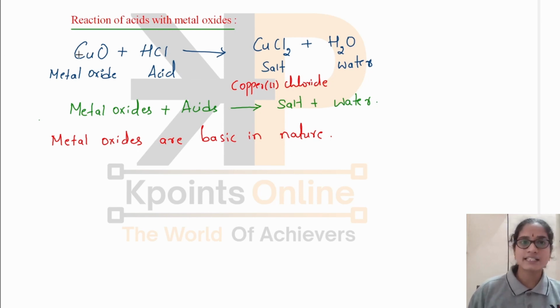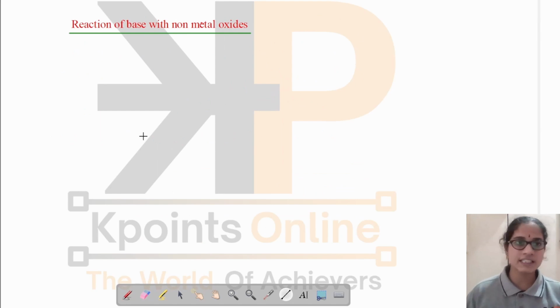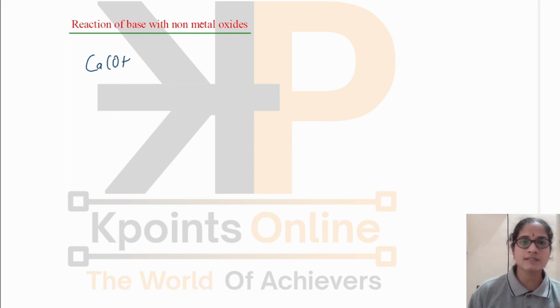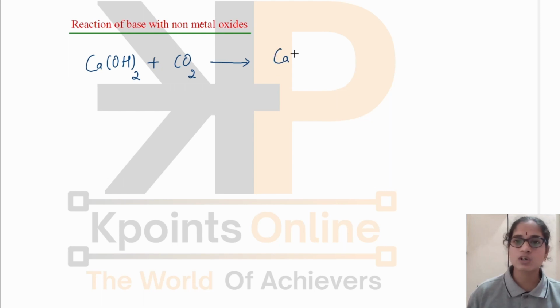Okay, then let us see the reaction of base with non-metal oxide. What might happen there? Let us take an example. Carbon dioxide is a non-metal oxide. Carbon is a non-metal and the oxide of carbon is carbon dioxide, that is a non-metal oxide. And let us make it react with a base. Calcium hydroxide is a base. Let us make the reaction of the base with the non-metal oxide, that is carbon dioxide. What does it form? It forms salt, calcium carbonate, plus water.